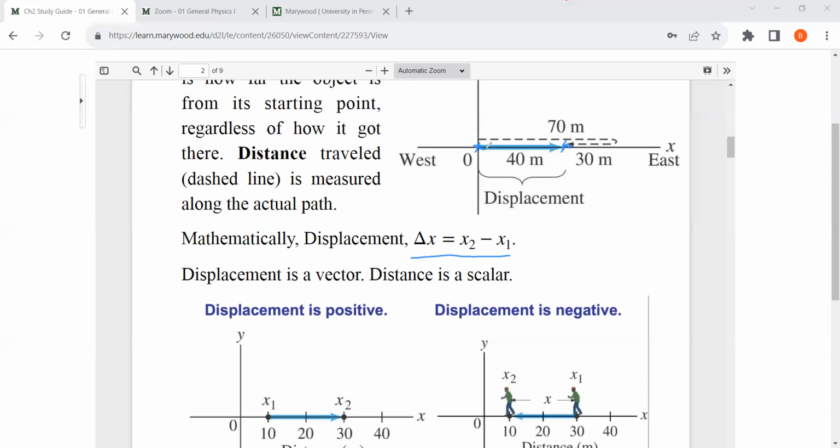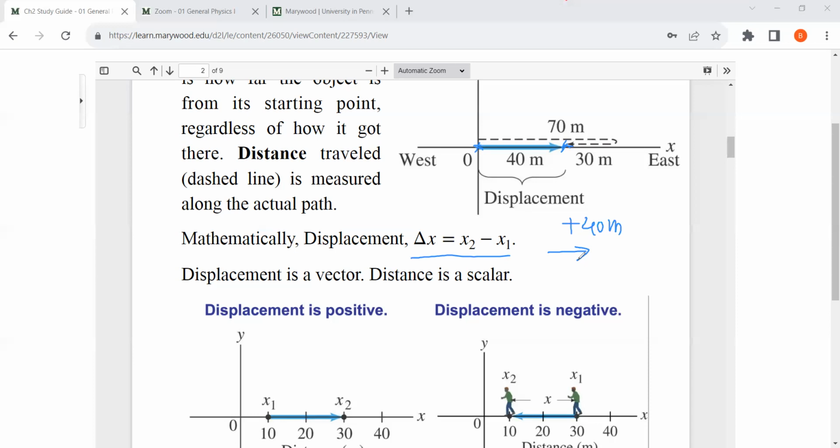Okay, so for example, in this case the displacement is positive. If you do this math, you already see that the result is positive 40 meter. It was not negative. So positive 40 meter means the motion is in this direction, in the positive x-axis. Next you will see that displacement could be negative, and negative means the person is moving in the negative x direction.